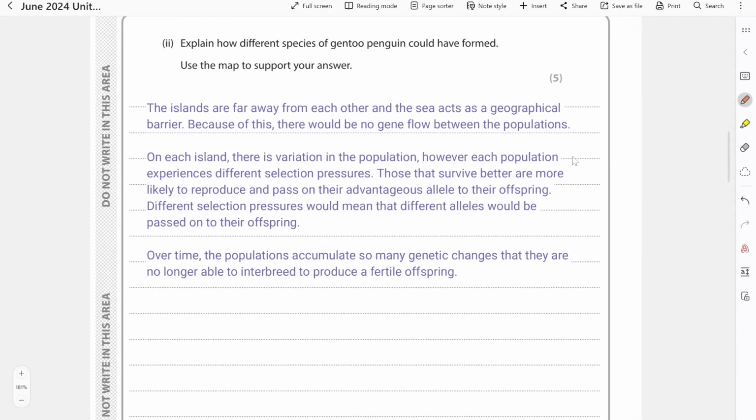Okay, so the first point I mentioned is that the islands are far away from each other, and the sea acts as a geographical barrier. Because of this, there is no gene flow between the populations. So all of this would be considered 1 mark.